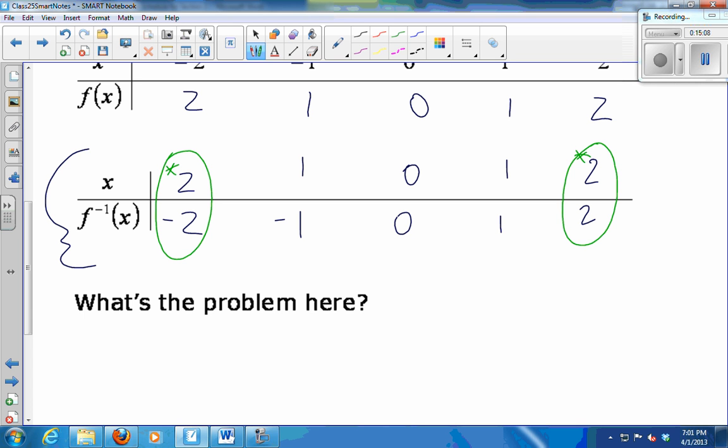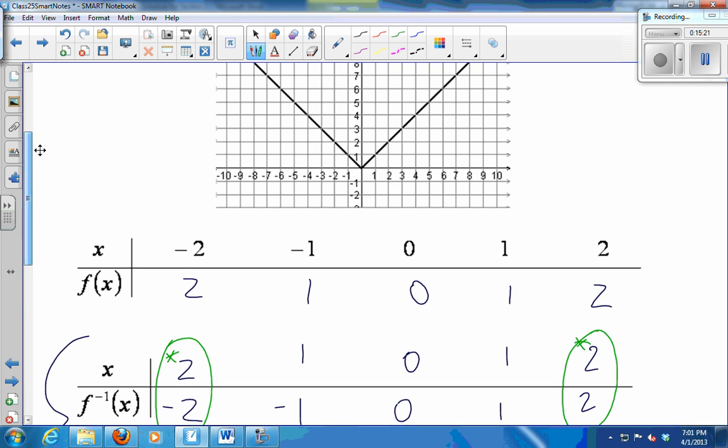So what I'm calling f inverse here is not a function. We could tell if we plotted these points. If I plotted 2, -2, 2, -2, 1, -1, 0, 0, 1, 1, 2, 2. When I plot it, that green graph is the graph of f inverse, these points I drew. It doesn't pass the vertical line test, so it's not a function.